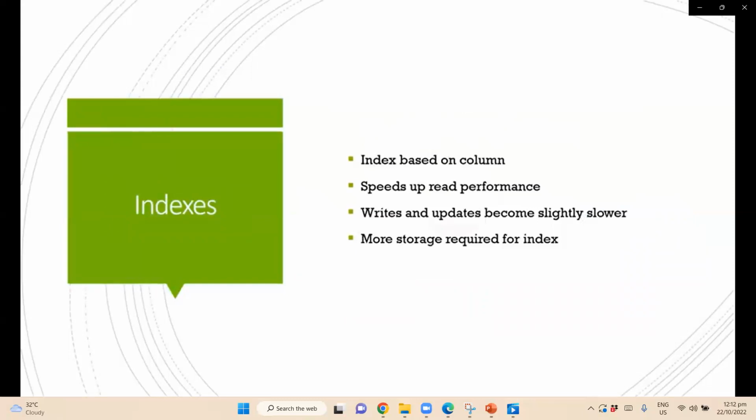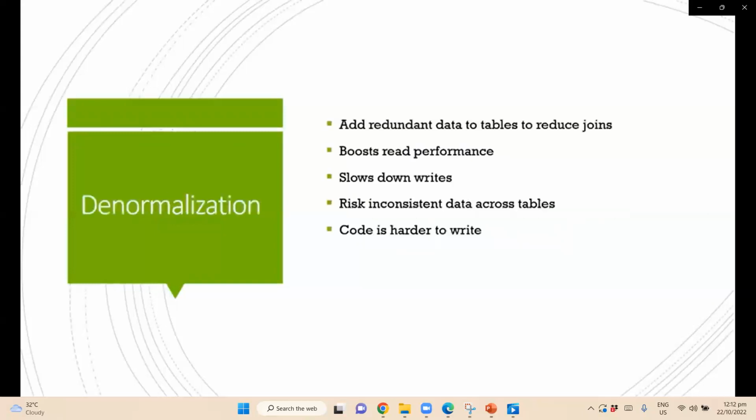You then have indexes. So what happens with this is that you create an index based on a certain column that's frequently accessed. So it could be something like the user ID or something like that. It speeds up read performance by creating an index that speeds up the lookup, so it doesn't have to do full table scans across your database. The downside is that writes and updates become slightly slower, and that's because every time you update a row, you also have to potentially modify the index. And you also require more storage for a table that's indexed because you have to store the index itself.